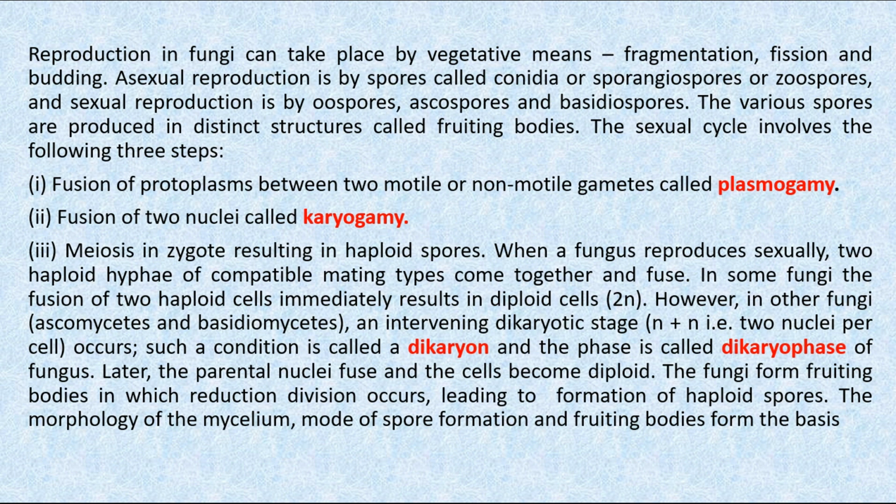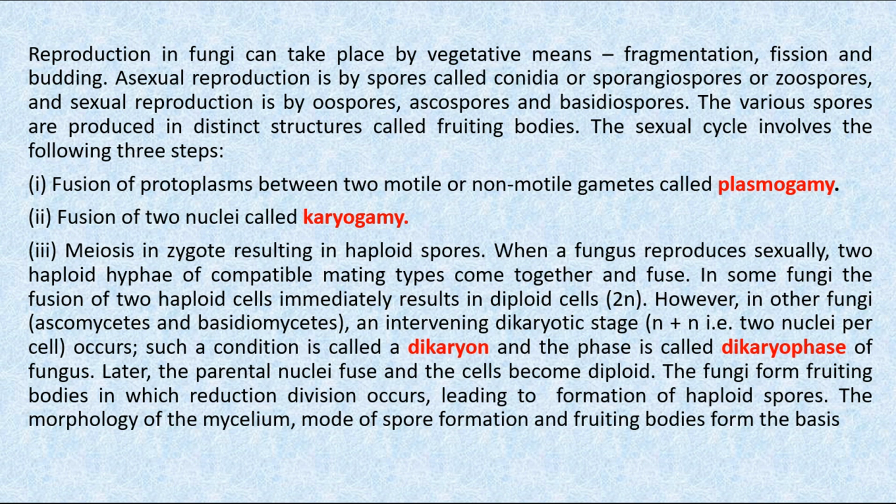Reproduction in fungi can take place by vegetative means: fragmentation, fission, and budding. Asexual reproduction is by spores, called conidia or sporangiospores or zoospores, and sexual reproduction is by oospores, ascospores, and basidiospores. The various spores are produced in distinct structures called fruiting bodies.